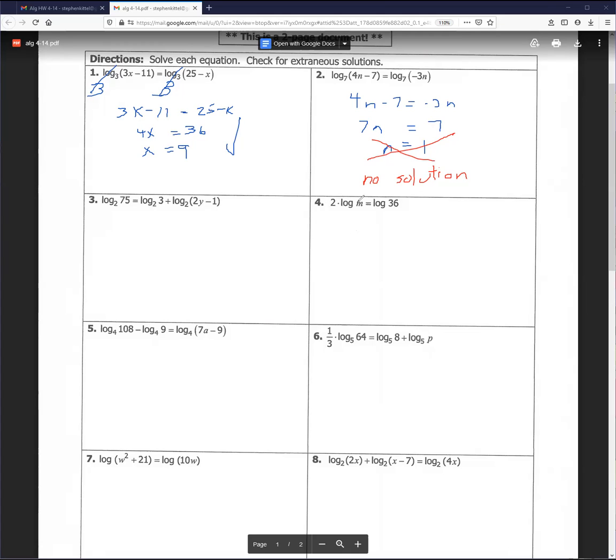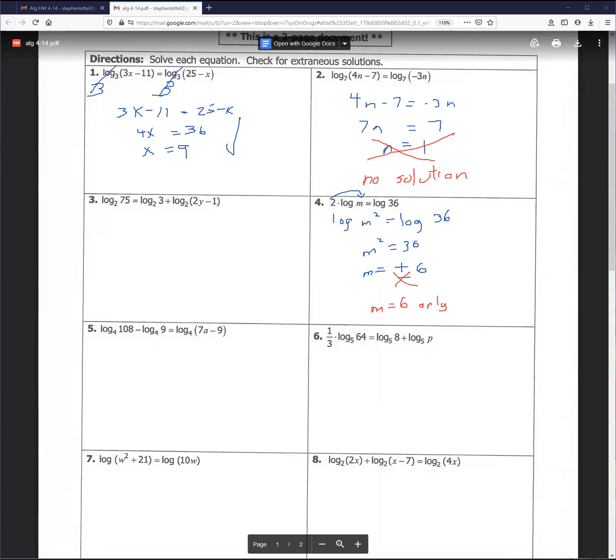All right, let's look at number 4. 2 times log m equals log 36. Let's bring this 2 inside using our log properties and say log of m squared equals log of 36. And now we'll just do 10 to the power of each side and cancel out the logs, and we get m squared equals 36. That would suggest that m is equal to plus or minus 6, but we can plug in a positive 6. We cannot plug in a minus 6, so it's m equals 6 only.